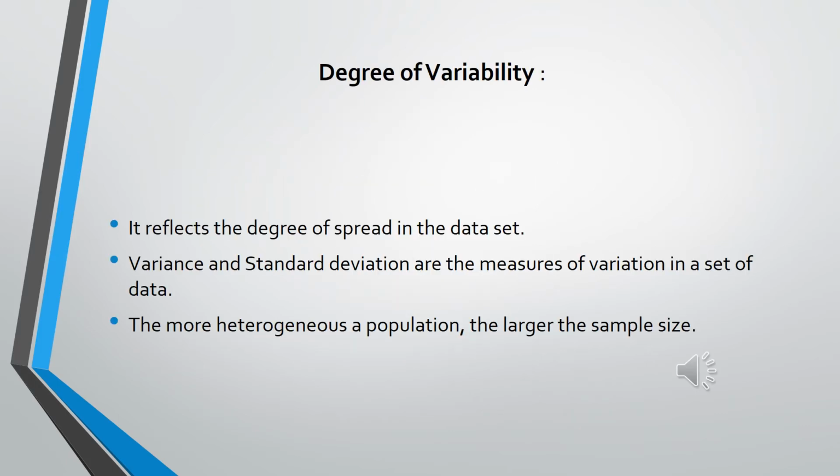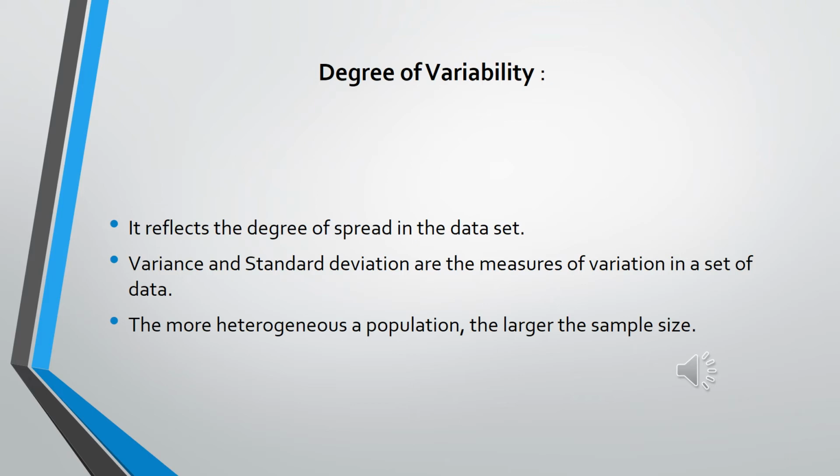Now, another factor which will be required to determine the sample size is the degree of variability. Degree of variability refers to the degree of spread in the data set, or the amount of spread around the mean, and it refers to the distribution spread of attributes, that is the variance and standard deviation in the population. Both the variance and standard deviation are the measures of variation in the set of data.